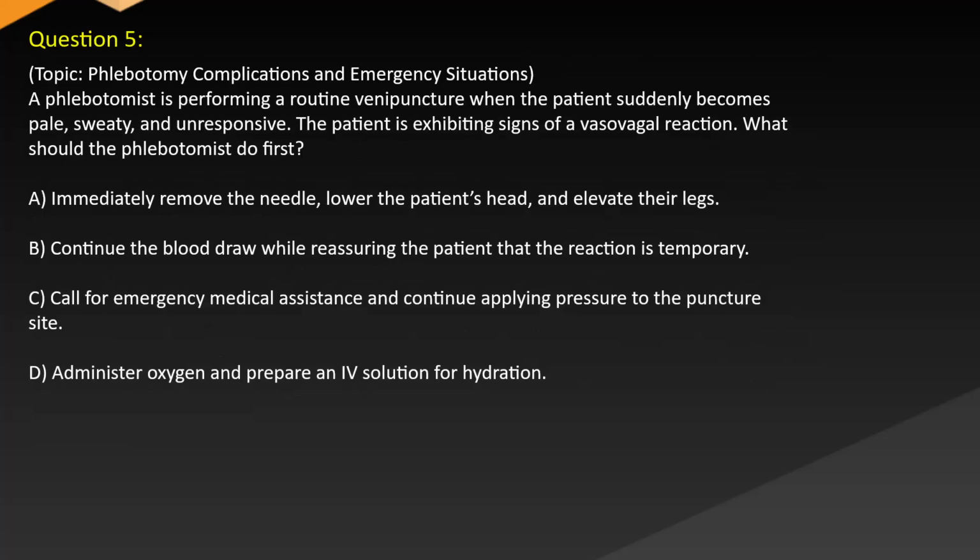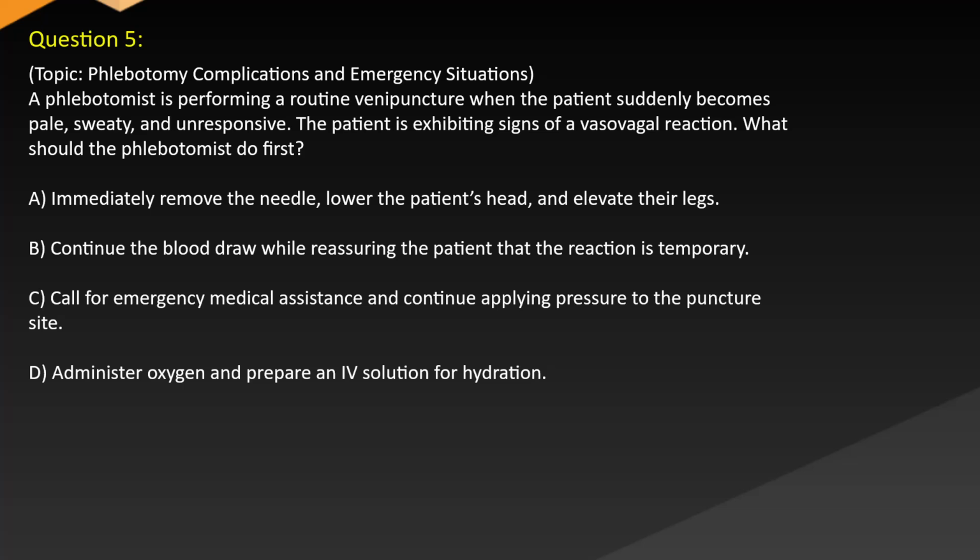Question 5. Topic: Phlebotomy complications and emergency situations. A phlebotomist is performing a routine venipuncture when the patient suddenly becomes pale, sweaty, and unresponsive. The patient is exhibiting signs of a vasovagal reaction. What should the phlebotomist do first?